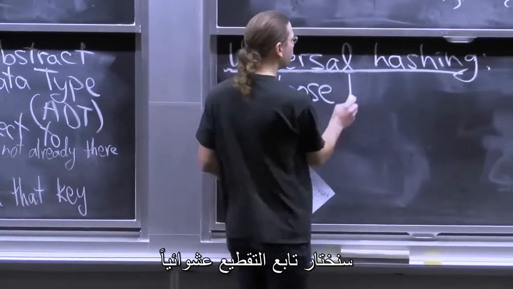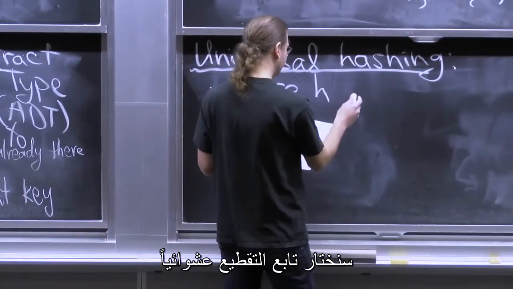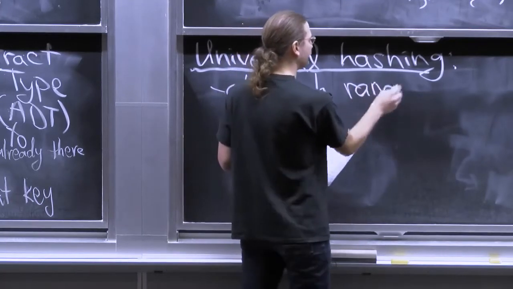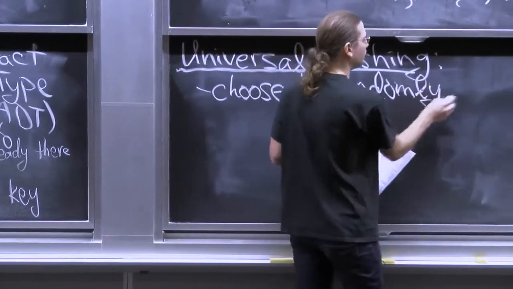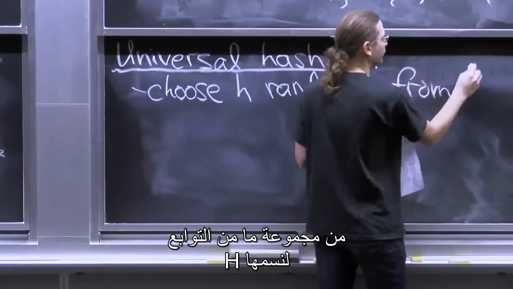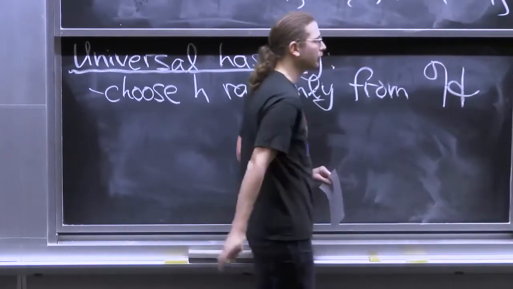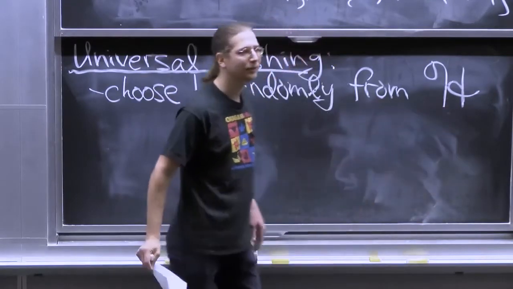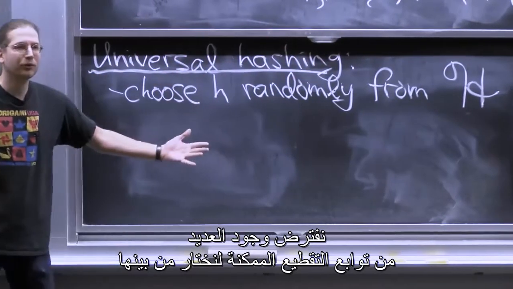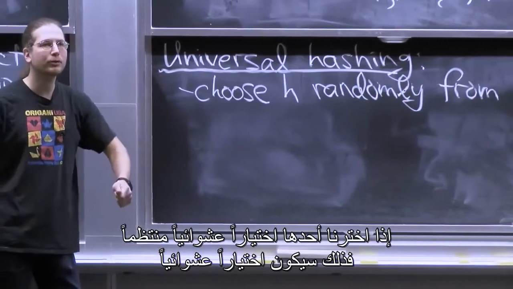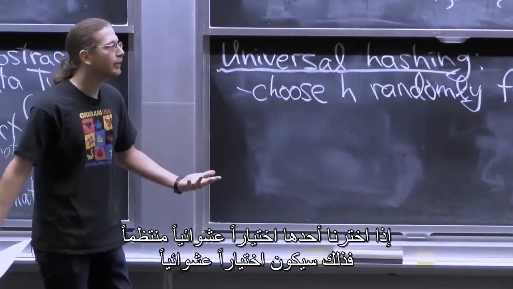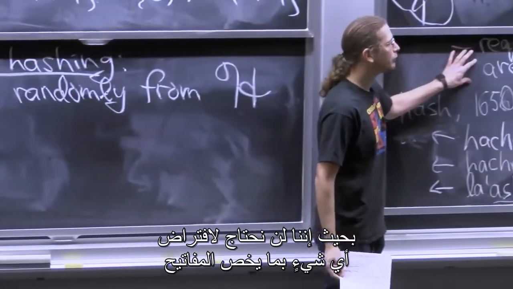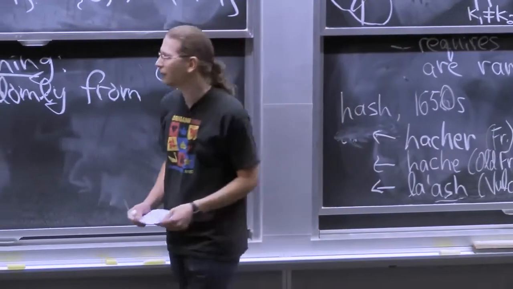We're going to choose our hash function randomly from some set of hash functions. Call it capital H. This is going to be a universal hash family. We're going to imagine there are many possible hash functions we could choose. If we choose one of them uniformly at random, that's a random choice. And that randomness is going to be enough that we no longer need to assume anything about the keys.